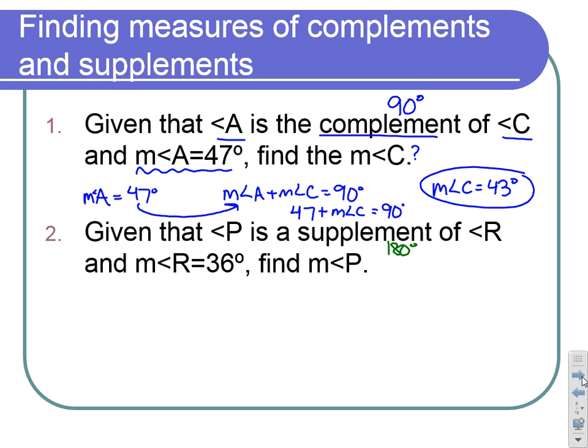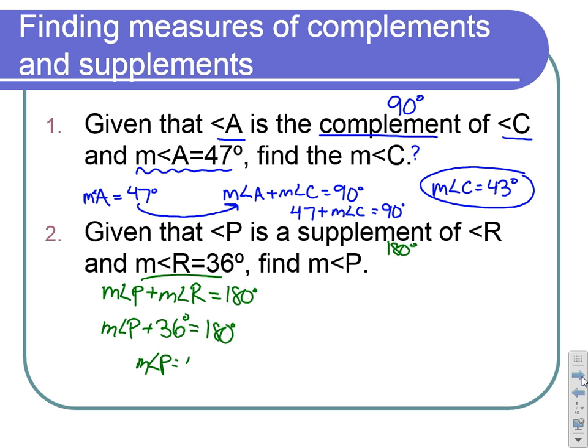Anytime I see the word supplement or supplementary, I'm going to plug in 180. So now the measure of angle P plus its supplement, angle R, is equal to 180. And I know that angle R was given to me to be 36. So the measure of angle P plus 36 is equal to 180. And then again, it just becomes a one-step problem. Subtract 36 from both sides, and you get the measure of angle P to be 144, and you're good to go.